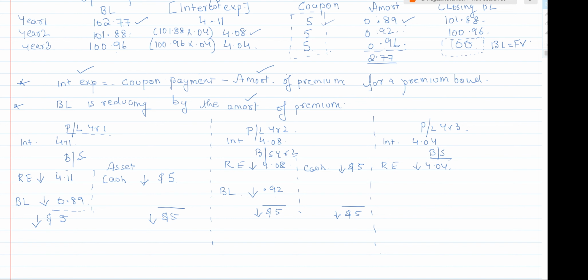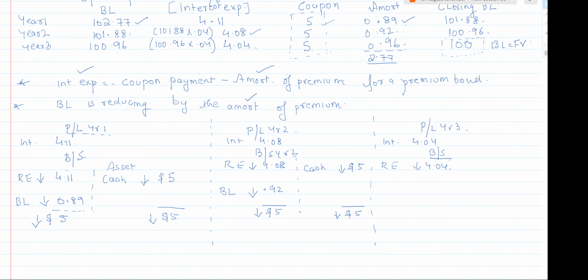Sir, my bond liability would basically become zero at the end of year 3, because at the end of year 3, the bond would mature, right? So the investors would be repaid, and the bond would mature and the bond liability would become zero, right? And it would be removed from the books, right?